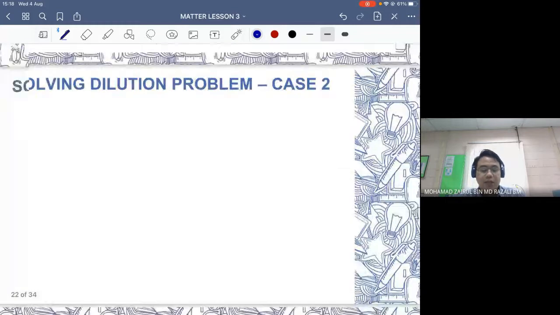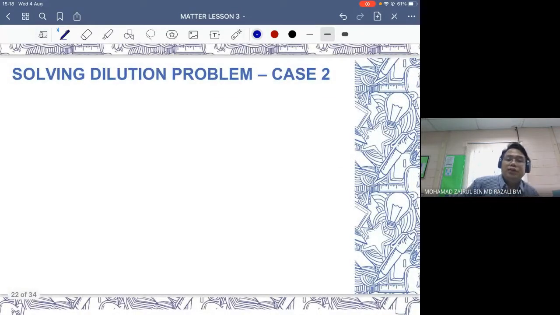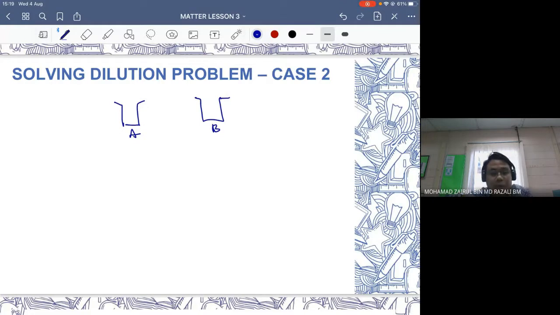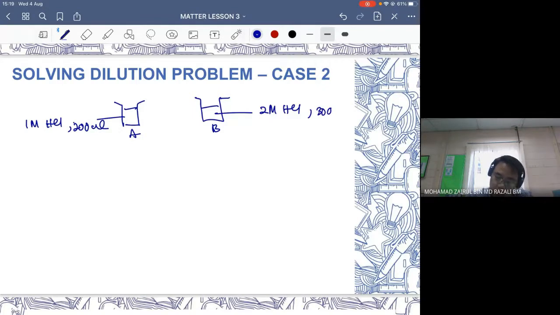Okay, case number 2. Okay, so case number 2, if you have two solution. Okay, so this one is beaker A. This one, for example, is beaker B. So both contain HCl. However, this one contain 1 molar HCl. This one contain 2 molar HCl. Okay, this one have 200 ml. This one have 300 ml.